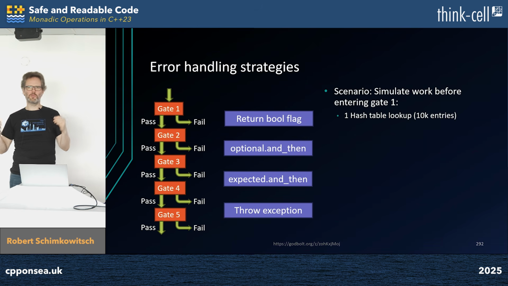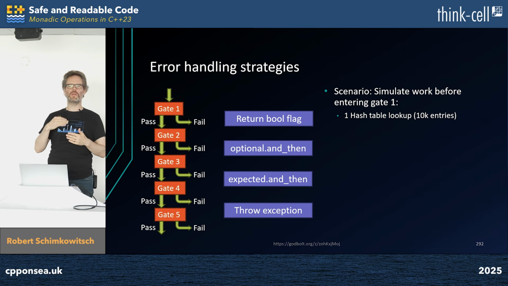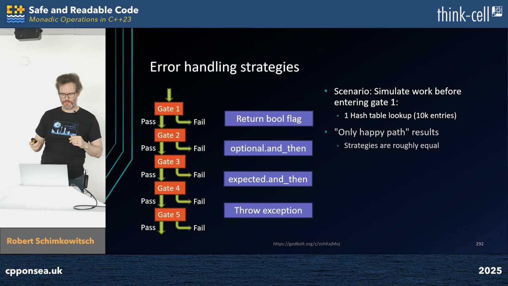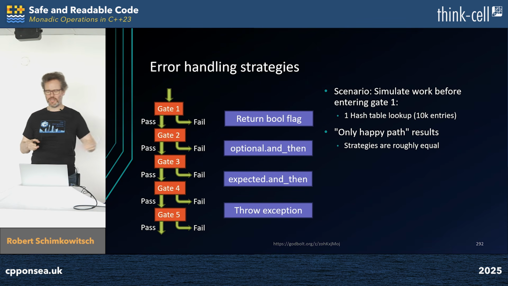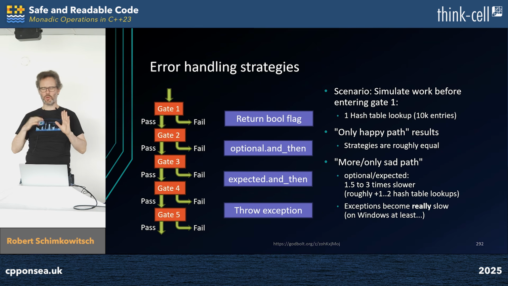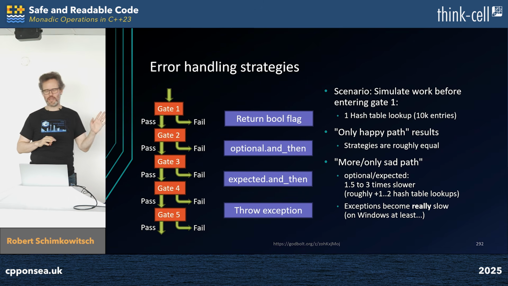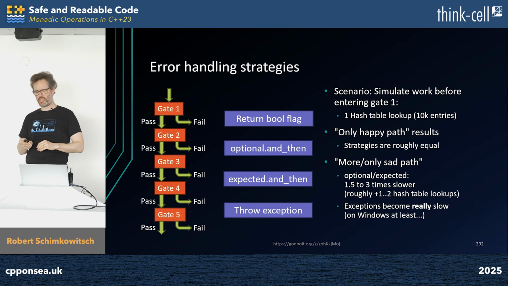Now, to make it a little more real world, I simulated a little work before entering the first gate by making a lookup in a 10,000 item unordered map. And I also used different rejection rates. Because in the all happy path, all of these are approximately equal. If I add some sad or all sad path, then the classic bool is the clear winner, and optional expected falls behind a bit. Exceptions are really bad, but this might be Windows special.